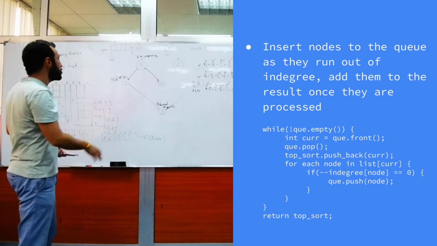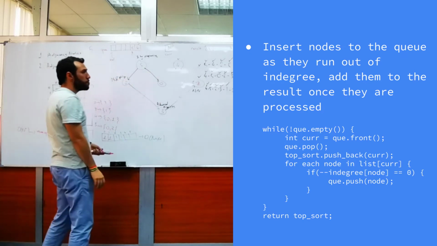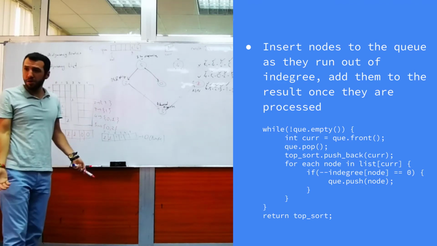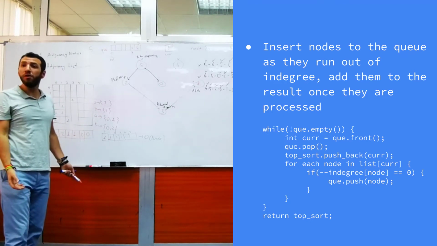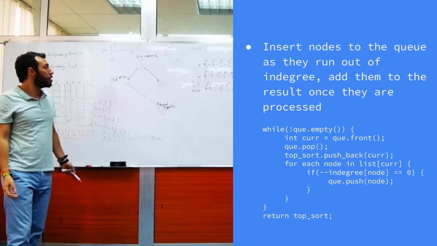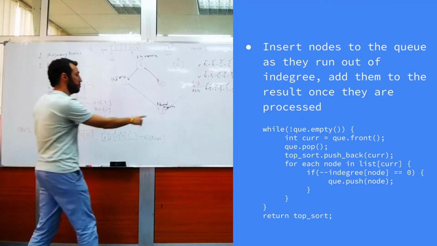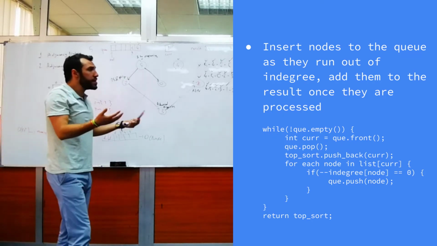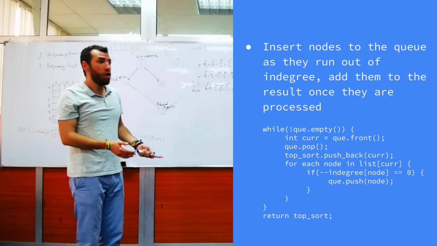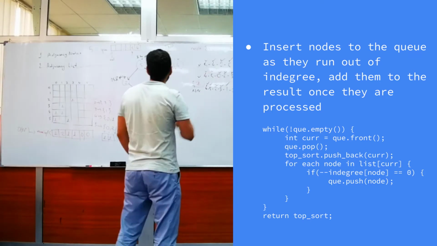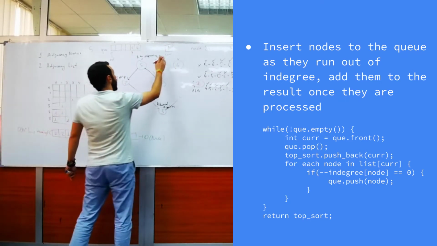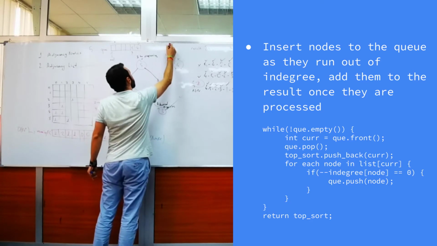And after we processed all the outgoing edges of 4, we see that nothing went down to 0. Oh, 1 did go to 0? No. Therefore, we didn't insert anything into our queue, and we will continue with the execution. Is my queue empty? No. And now my current is going to be 5.